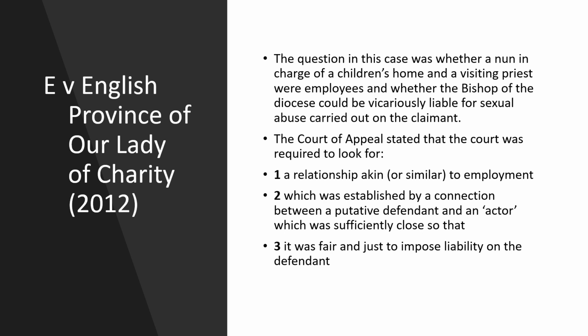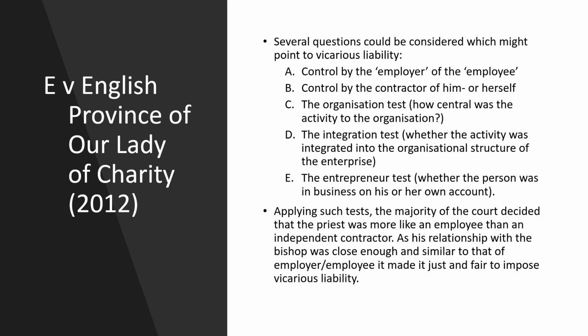So what we've got is another case, of a similar time, 2012. This was E and the English Province of Our Lady of Charity, and again the Court of Appeal stated the court was required to look for a relationship akin to employment, which was established by a connection between a putative defendant, the person who has committed the tort, and an actor, that was sufficiently close so that it was fair to impose liability. And again, several questions needed to be answered. Was there control by the contractor over himself? Organisation test, integration test, entrepreneur test? But we really need to stick to the Catholic Welfare Society test to establish this element.